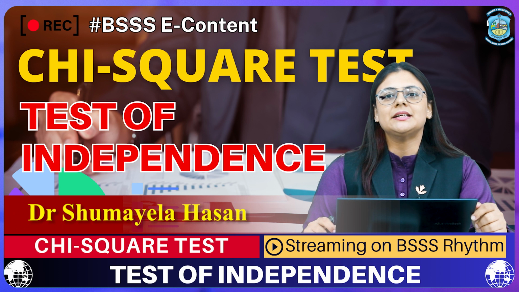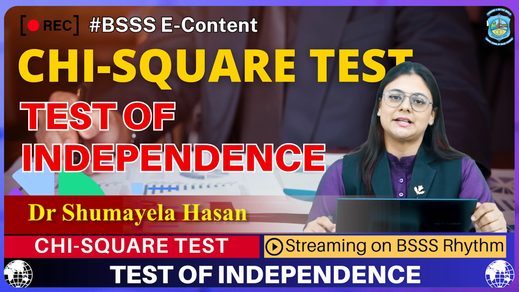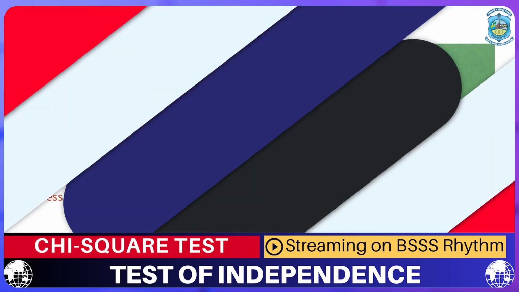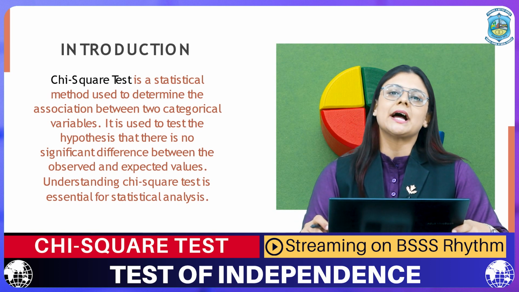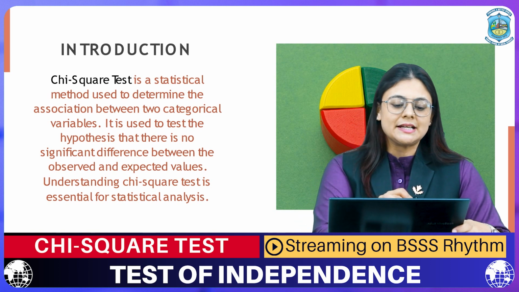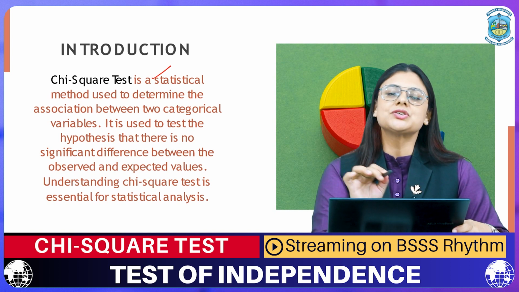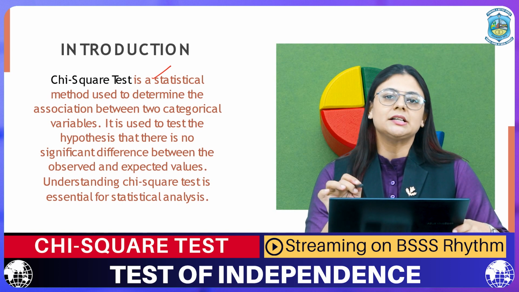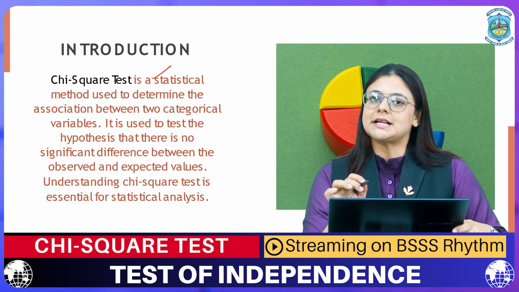And here we are yet again in one more video that would explain to you the second part of the chi-square test, that is the chi-square test of independence. As we know, chi-square test is a non-parametric test which is used on categorical data. So basically it is defined as a statistical method which is used to determine the association between two categorical variables. In our previous video also, we have had an elaborate discussion on what categorical variables and categorical data are.